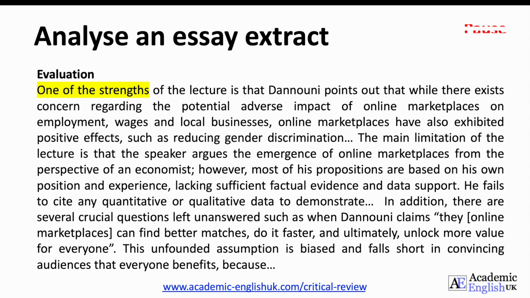Okay, here are some of the possible phrases you could have highlighted. The main limitation of the lecture is. However. Lacking. He fails. Several crucial questions left unanswered. Claims. This unfounded assumption. Is biased. Falls short in convincing audiences that.